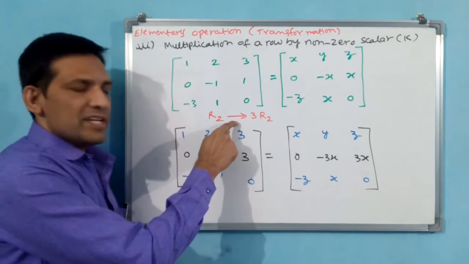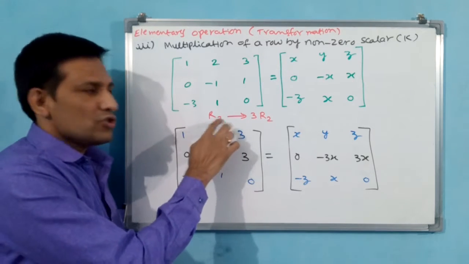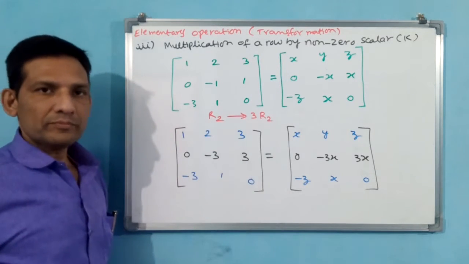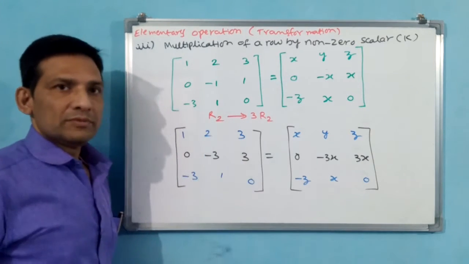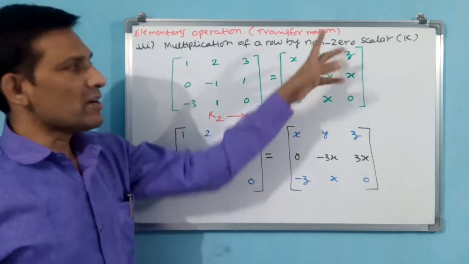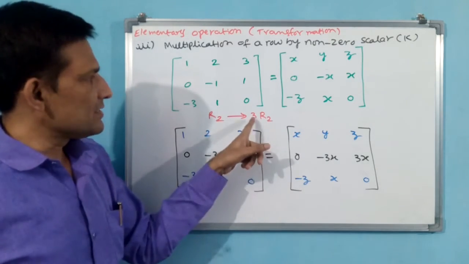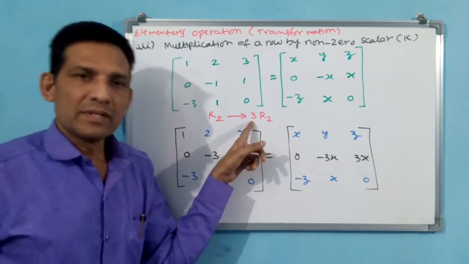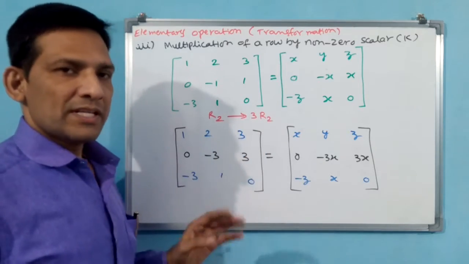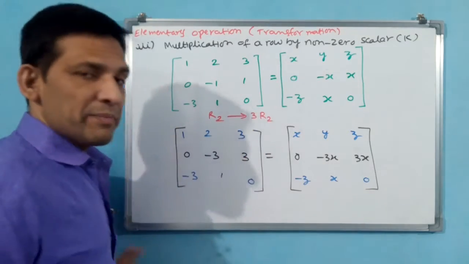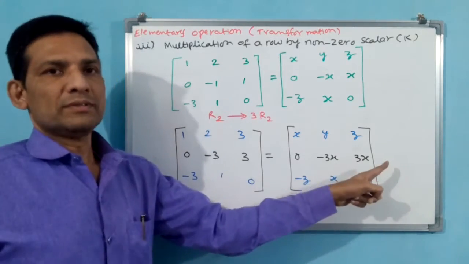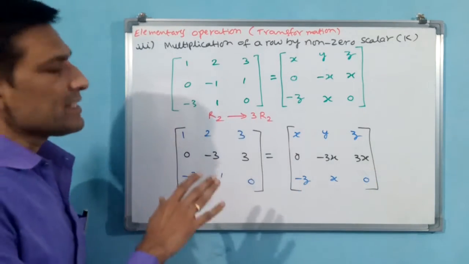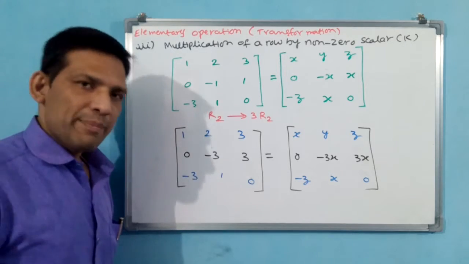R2 change, not interchange: R2 changes to 3R2. The change is in R2, and that change is 3R2. Multiplication of a row by a non-zero scalar. Here the scalar is 3, k. You understand? Now k is not multiplied to all the elements, k is multiplied to a particular row. If you understand this, then let us go for the fourth operation.